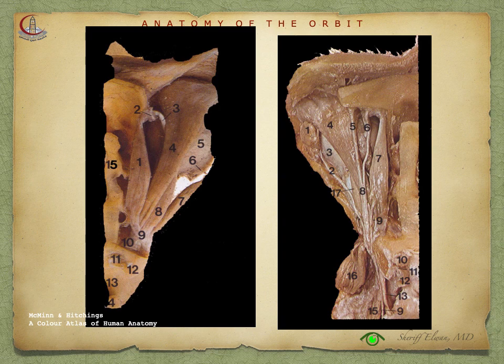On your right side, this is the left orbit, and it's showing the same structures, where number 16 is the lateral rectus, reflected and cut, and you can notice number 17 as the ciliary ganglion located at the angle between the superior rectus and the lateral rectus. And number 2 is the lacrimal nerve. Number 5 is the frontal nerve, and number 6 is the nasociliary nerve.